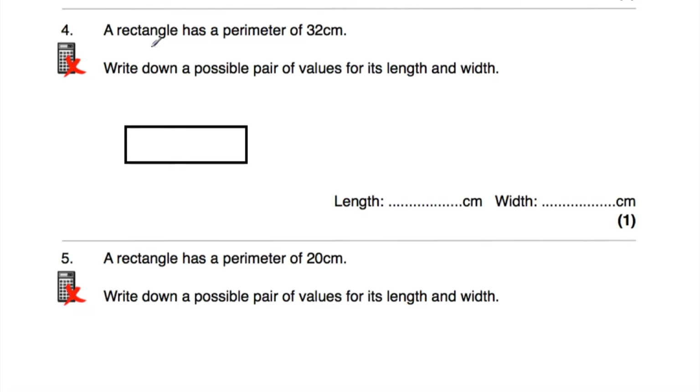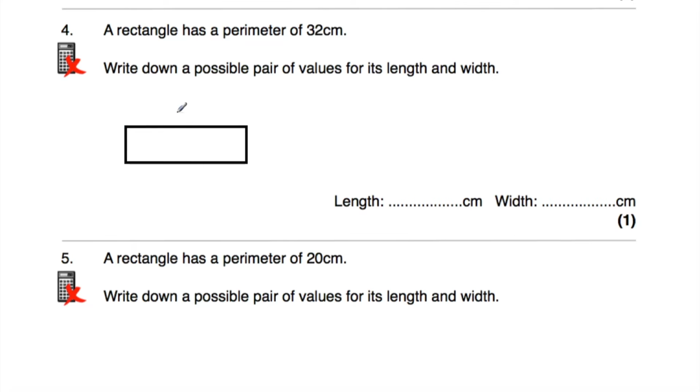Okay, let's have a look at our next question, question number 4. It says a rectangle has a perimeter of 32 centimeters. So the distance around the outside of the rectangle is 32 centimeters. I've been asked to write down a possible pair of values for its length and its width. So I've just drawn this little sketch of a rectangle, and we want to find possible values for its length and its width. And we need to make sure the distance around the outside adds together to be 32 centimeters.